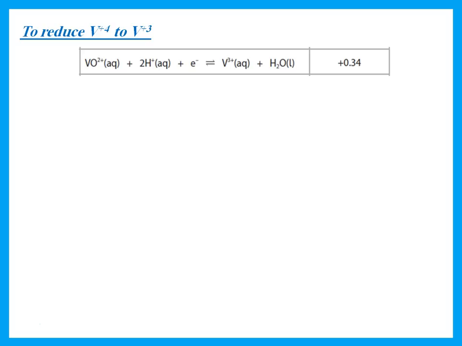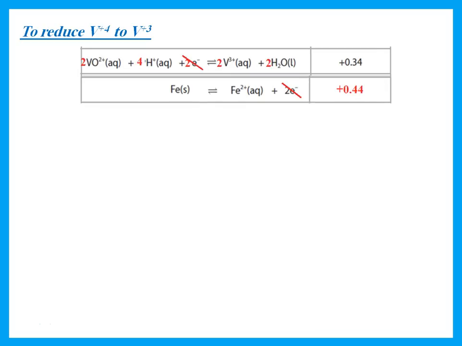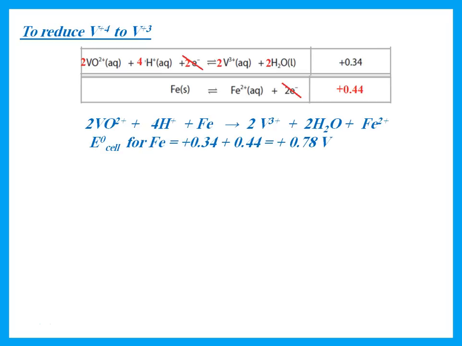Now, going down from plus 4 to plus 3, we look at the same equation from plus 4 to plus 3. And the one for iron, we're going to invert. And we're going to multiply the upper one by 2 also, add them all up. So this gives me the net equation, and add the E cells, and that gives a positive value, and that means that iron will reduce V plus 4 to V plus 3.